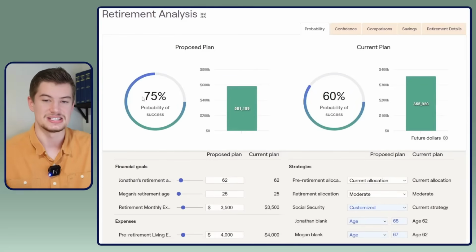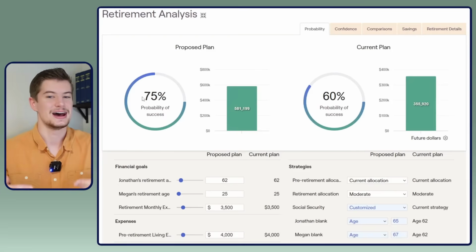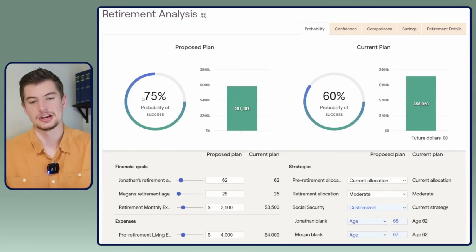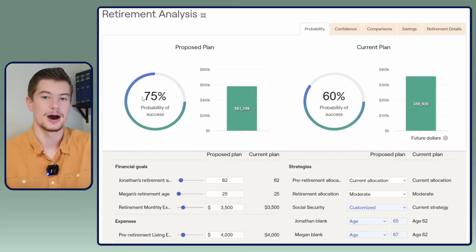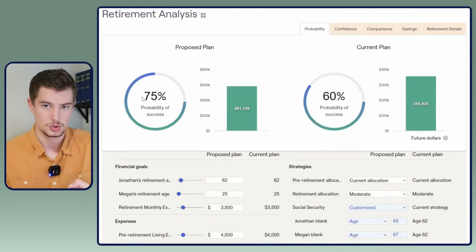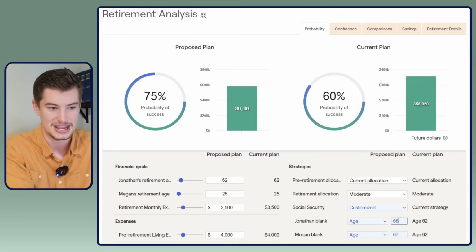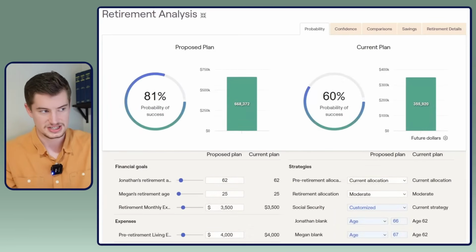Now waiting until 65 increased it by another 15%, so you might think, again, might as well go ahead and take it here. We're way higher than we were at 62. We're way higher than we were at 70, but this is where the title of the video comes in. You always are going to want to test every 6 months, every year. If you're delaying, see what's happening in the market, see how that affected things with Social Security, and be willing to adjust. If we adjust this just one more year for him, keeping Megan's the same to 66, the probability of success increases to 81.